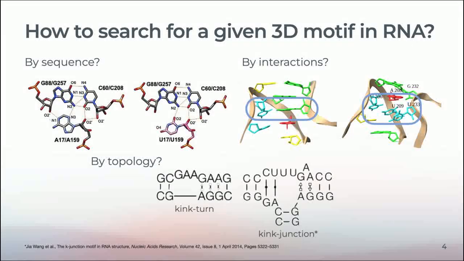And here also we have a pair of kink turn and kink junction motifs that, as we know, share the same sharp kink at the backbone, but the first, the kink turn, is an internal loop and the kink junction is a multi-loop. So again, taking one of these, we will not find the other.